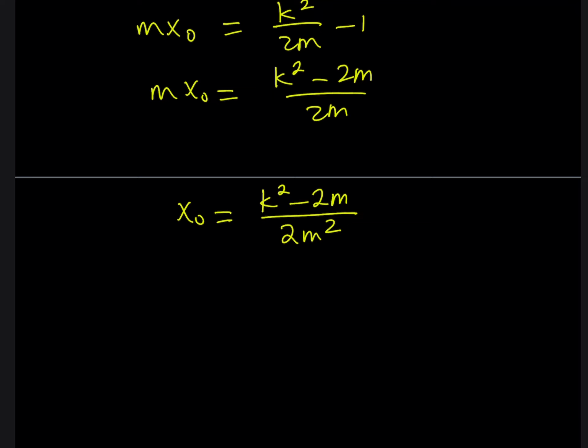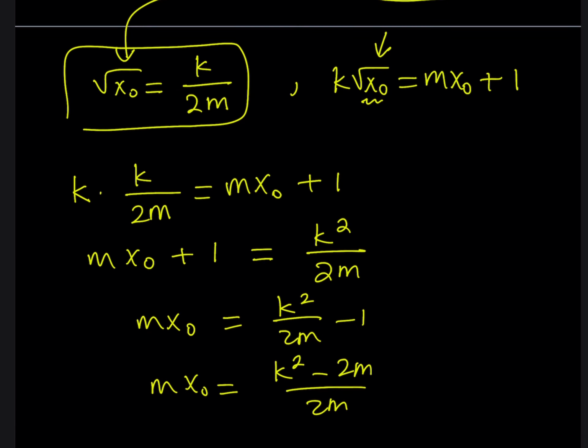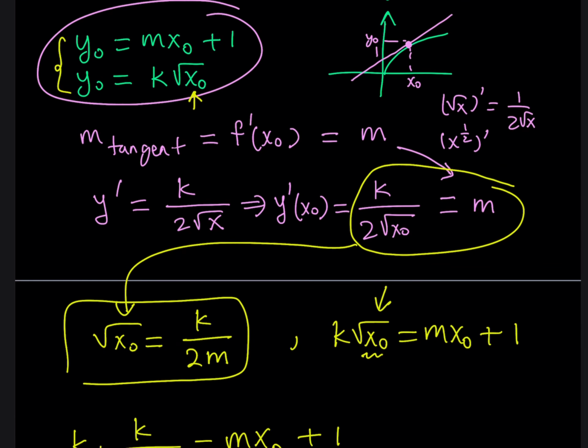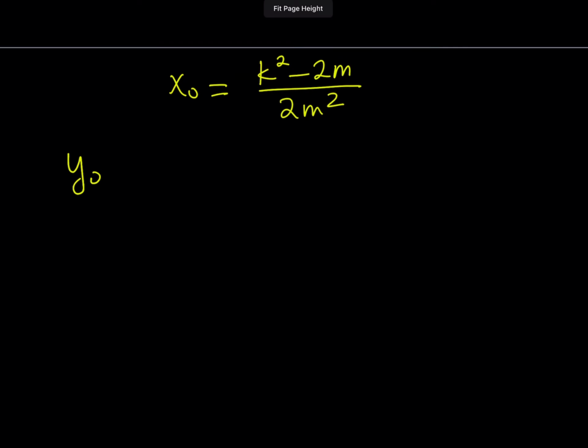Now, I know we didn't ask for it, but as a bonus, maybe we can talk about the y0 value as well, right? What is the y0 value? Well, the y0 value can easily be found because we do have these functions here, right? So the y0 value would be k times the square root of the x0 value, or m times the x0 value plus 1. So if you use the first one, let's just say we use the first one, y0 can be written as m times x0 plus 1.